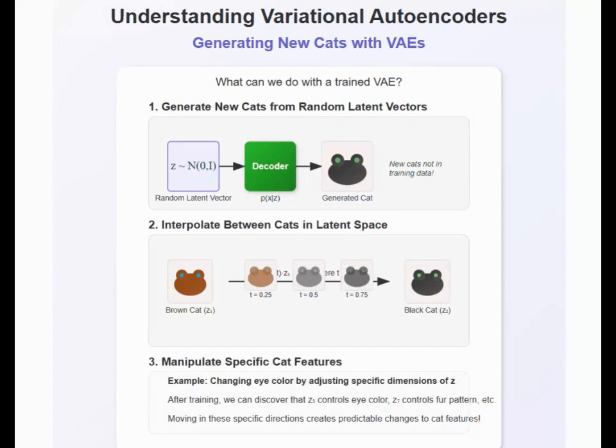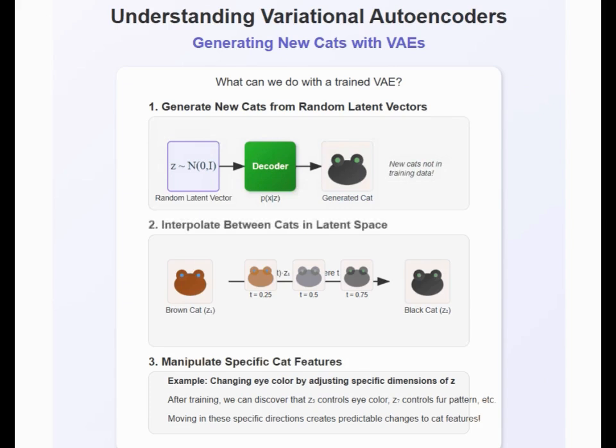The fascinating thing about this approach is that we are generating cats that weren't in our training data. The VAE has learned the underlying structure of cat images, so it can generate new variations that look realistic. For example, here we've generated a black cat with green eyes that never existed in our dataset.